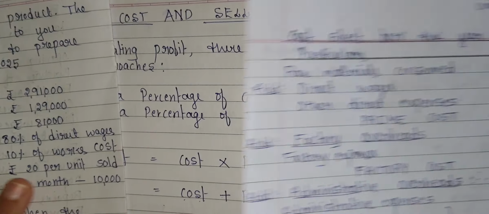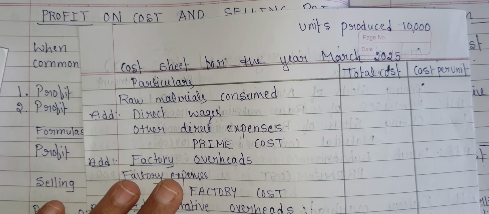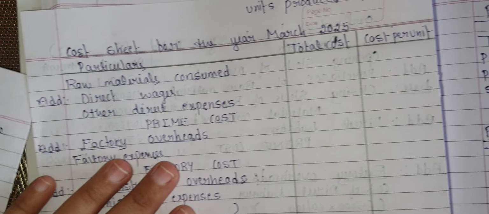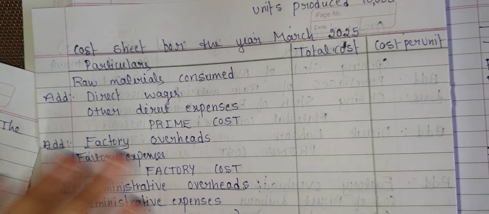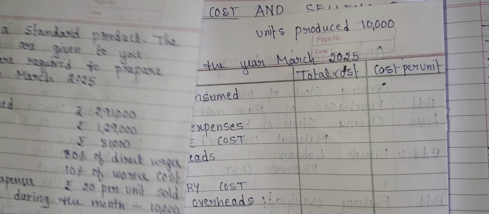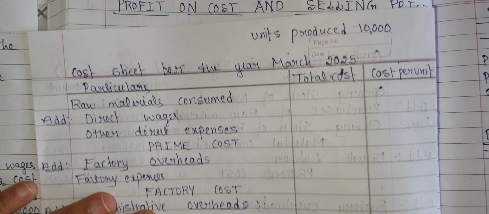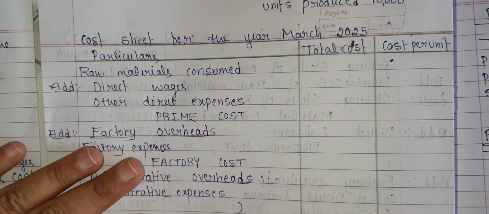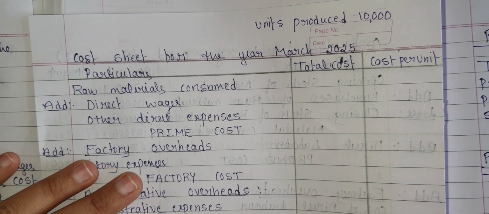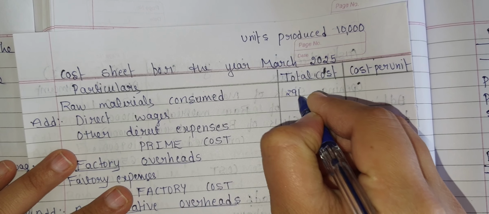See here, first what we have to do, write down cost sheet for the month of March 2025 and units produced, that is 10,000. See here, raw materials consumed, how much? That is rupees 2,91,000. Write down. First we need to calculate the prime cost, right? What is the formula of prime cost? Formula of prime cost is direct materials plus direct wages plus direct expenses. So raw materials consumed is rupees 2,91,000.